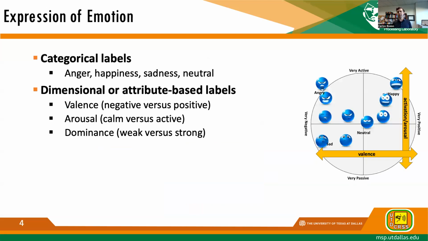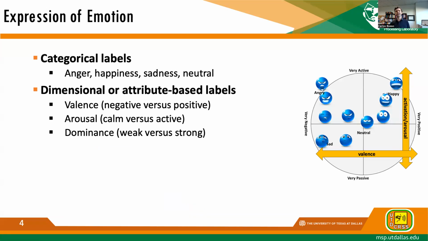So when we talk about emotion recognition, it's important to understand what we are talking about. What is the type of descriptions that we are aiming to recognize? First, we can categorize emotions in terms of labels like angry, happy, sad. These are categorical labels that categorize the emotional behaviors into categories that we understand.